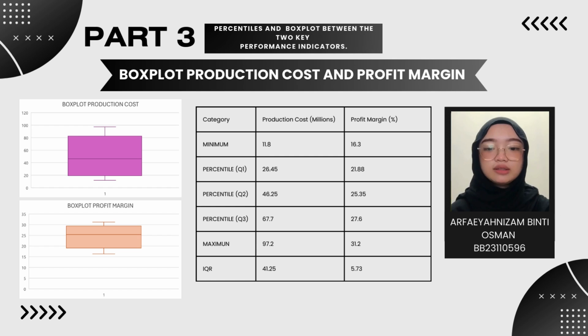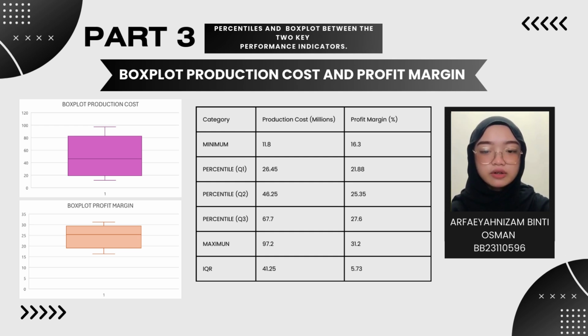For quartile 1 until quartile 3, I already discussed before. For the minimum, the lowest production cost is 11.8 million and the lowest profit margin is 16.3%. For the maximum, the highest production cost is 97.2 million and profit margin is 31.2%. For IQR, the interquartile range, the spread of the middle 50% of the data is 41.25 million for the production cost and 5.73% for the profit margin.